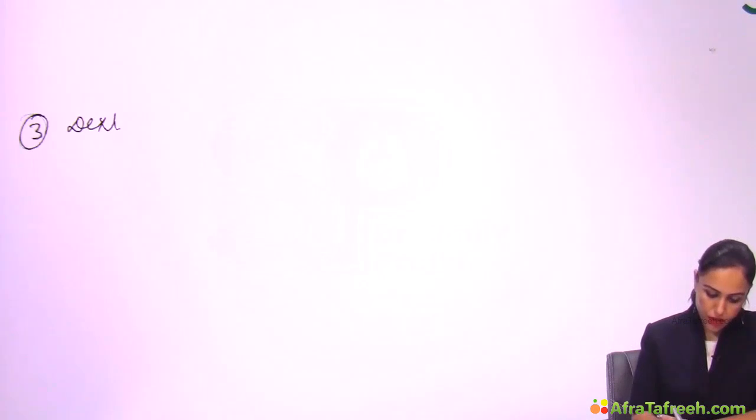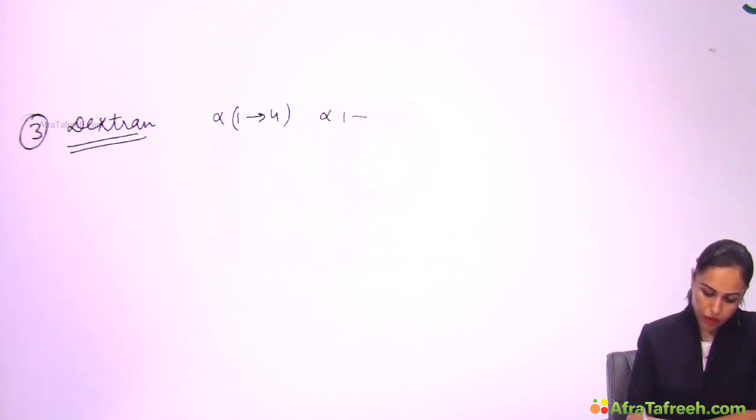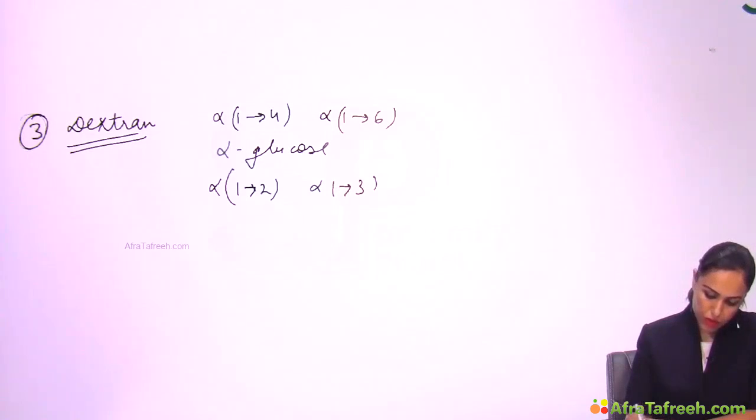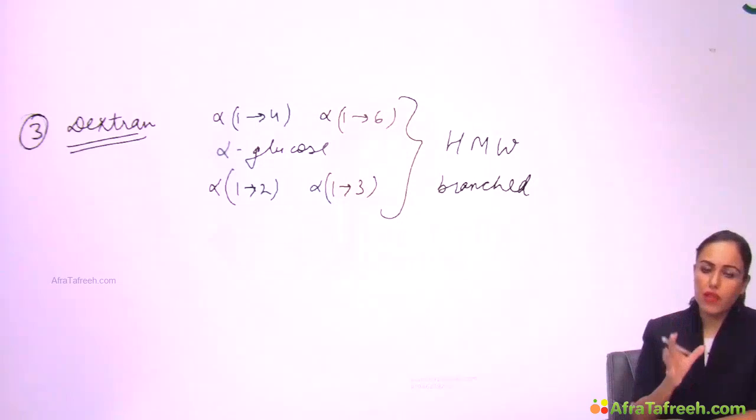Now after starch and glycogen, the next homopolysaccharide we are going to take is the third one, dextran. Dextran is a homopolysaccharide again made up of alpha 1,4 and alpha 1,6 bonds, made up of alpha glucose only, but it also has alpha 1,2 and alpha 1,3 bonds. So this is a high molecular weight, highly branched structure. This kind of molecule is not broken down in the human body.